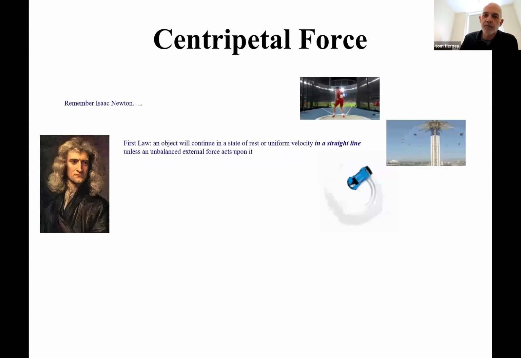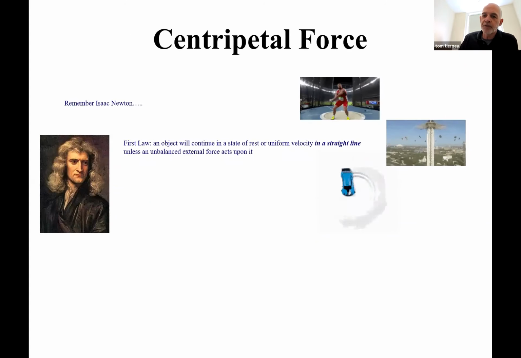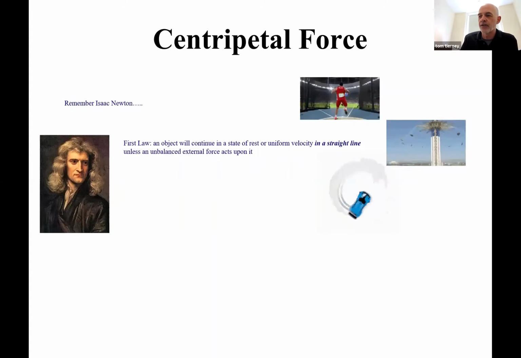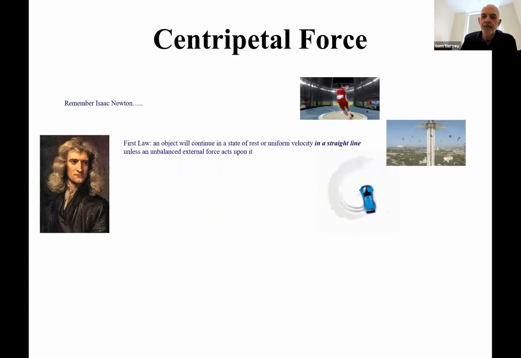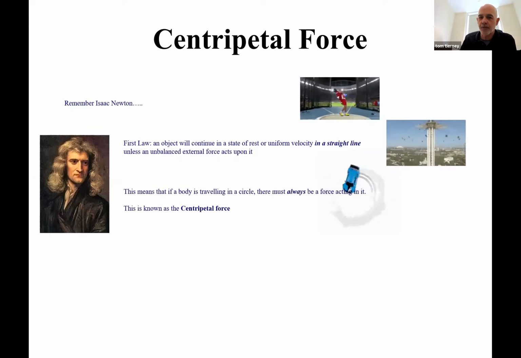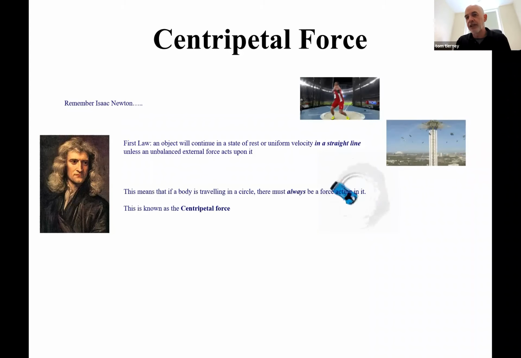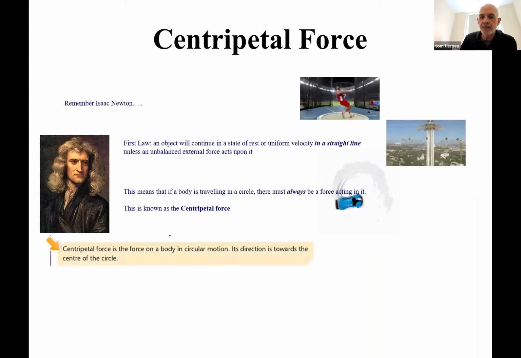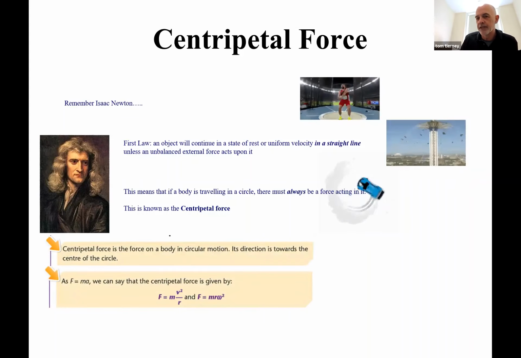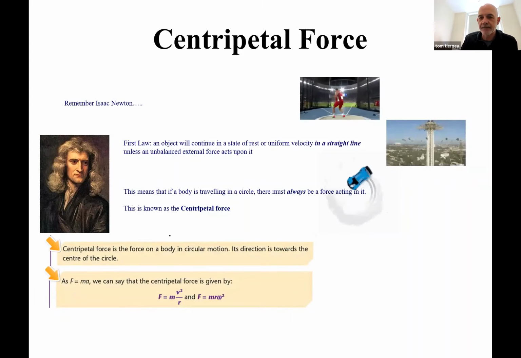And following on from Newton's law, an object will continue in a state of rest or uniform velocity in a straight line, unless an unbalanced external force acts on it. So if it's not traveling in a straight line, there must be a force acting on it at all times, and that is known as the centripetal force, which links to the centripetal acceleration and is always towards the center of the circle. And again, we have formulae which allow us to calculate that.